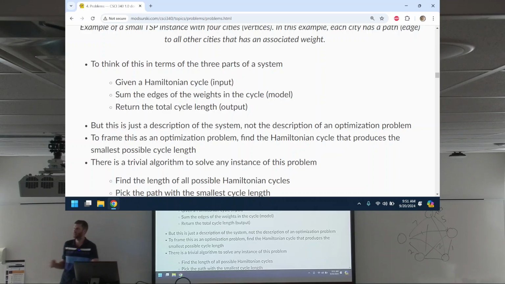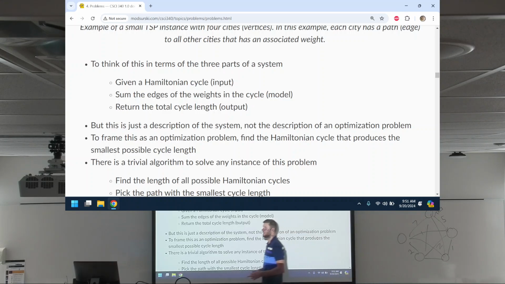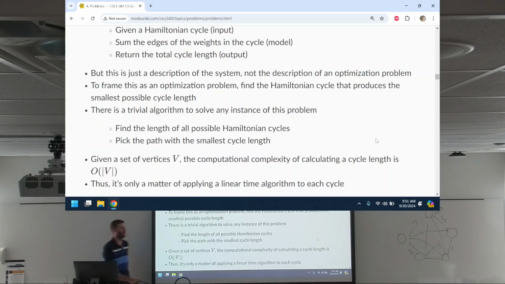So given a Hamiltonian cycle, sum the weights of the edges in the cycle. That's the model, the calculation of the total distance. And the output is the total length. But this is an optimization problem. I have a lot of possible different Hamiltonian cycles, and I want to find the one that produces the smallest output. This is the description of a system, not the description of an optimization problem. So to frame this as an optimization problem: find the Hamiltonian cycle that produces the smallest possible cycle length.